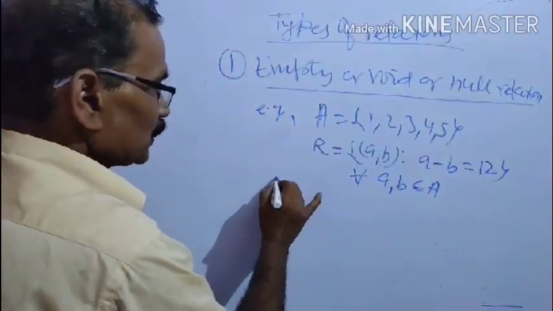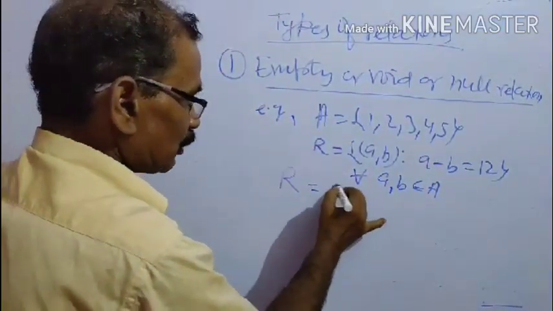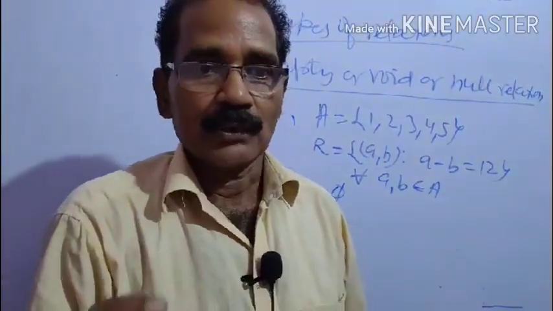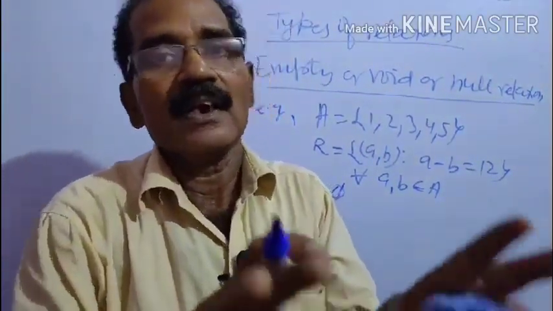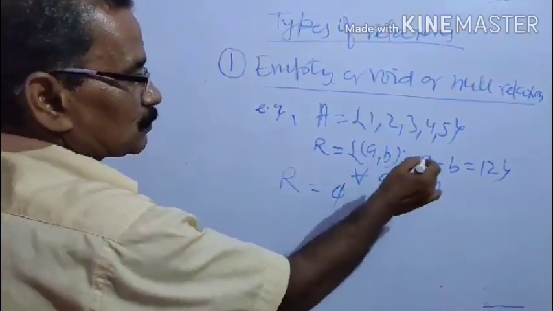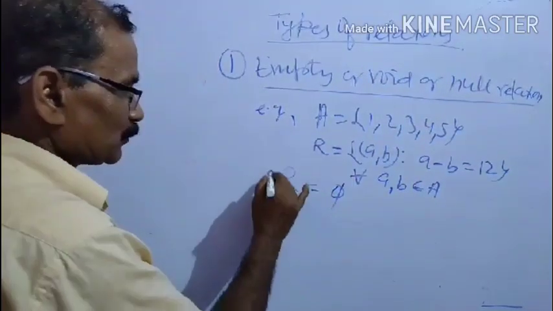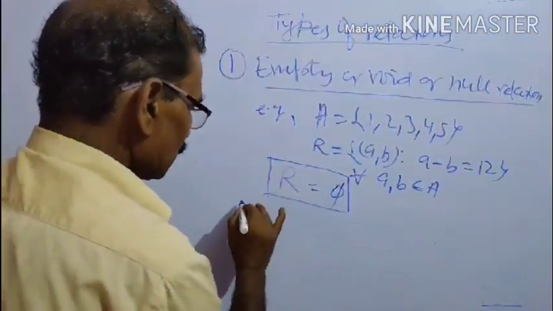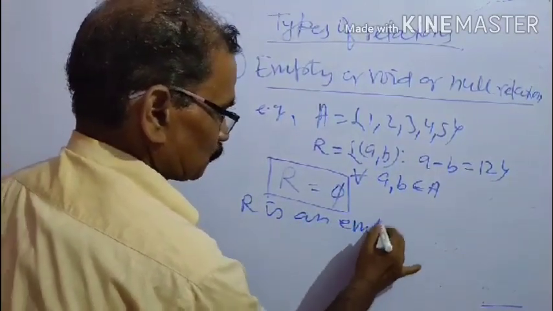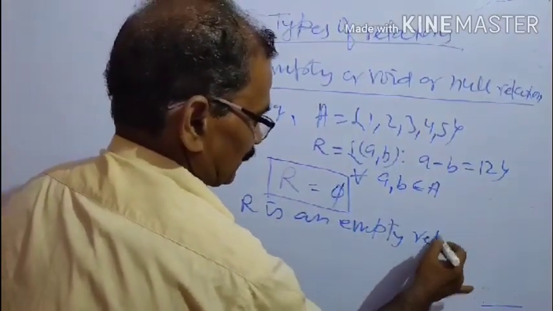So R is equal to the empty set. It means no ordered pair can be found. We cannot find any ordered pair as a minus b is equal to 12. So this is called where R is an empty relation.